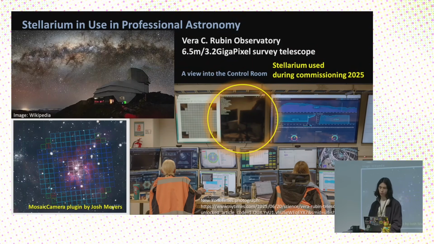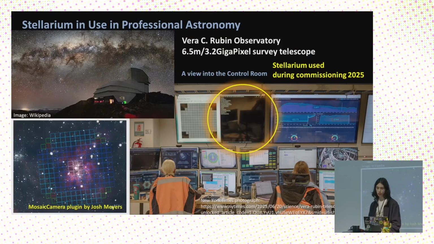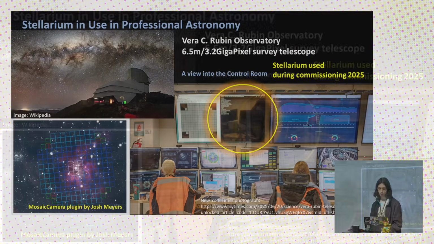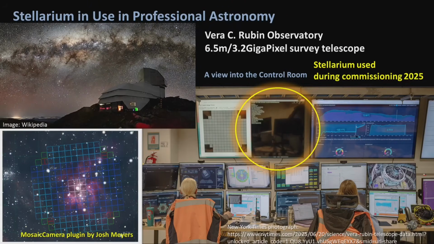Scientific highlights of 2025. Stellarium was used in commissioning of the Simonyi Survey Telescope at the Vera C. Rubin Observatory, one of the most advanced professional astronomical telescopes. Josh Meyers developed a plugin to show the image mosaic in its super wide field 3.2 gigapixel camera, among others. He donated the plugin to all Stellarium users.